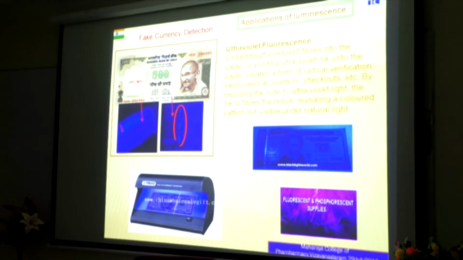Embedding fluorescent fibers into the paper or printing ultraviolet ink onto the paper creates a form of optical verification, easily used at counters and checkouts. The cashier at the counter will put your note in and switch it on. It is nothing but your TLC chamber kind of thing. It has a small bulb or tube light with long wavelength and short wavelength. When you switch it on, it gives you that light and then it shows fluorescence.